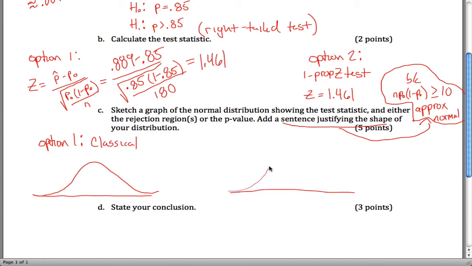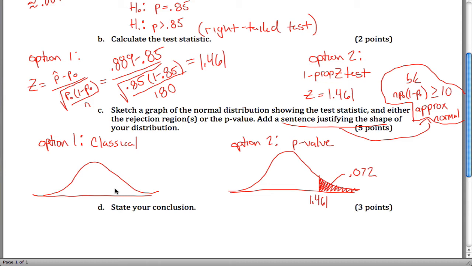Well, I'll do option 2 also. Option 2 is p-value. So with the p-value, you just start with your test statistic, this 1.461. And then this area to the right of your test statistic is going to be your p-value, which the calculator gives is 0.072.